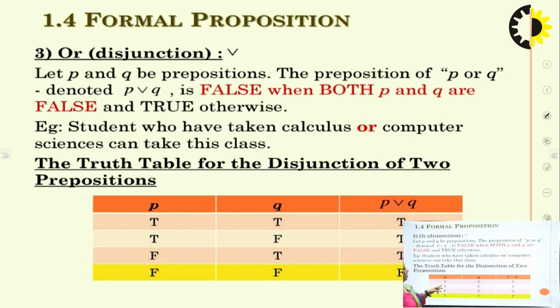So, let's look at the truth table for disjunction. I have two propositions P and Q. The first input is both are true. The second input is first is true, second is false. Third one, first is false, second is true, and in only the last one both are false. So, according to the definition, I'll get only a false if both are false. So, only the last one is false, otherwise all are true. So, this is how a disjunction will work.